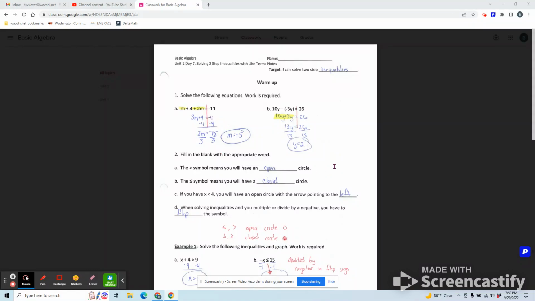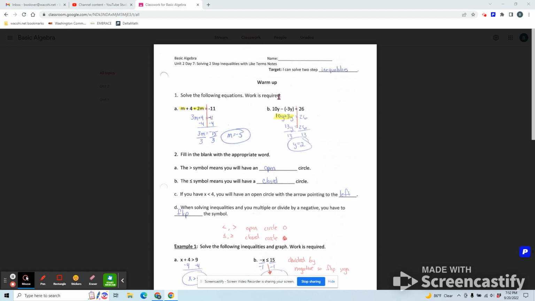Slover's Math. Today we're going to focus on solving inequalities with like terms. So this is just a warm-up up here to get us thinking about what like terms are and how to solve. So over here we've got m and 2m. I've highlighted my like terms. Same variable, same power, so that gives me 3 of them. Plus 4 equals negative 11. So I'm subtracting 4 from each side and then dividing by 3. I get m is negative 5.